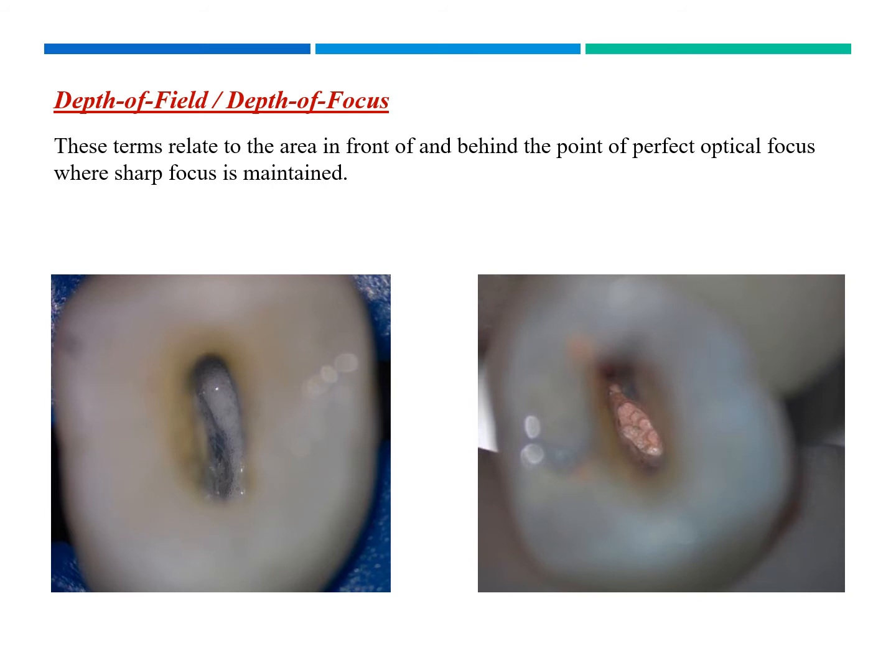Depth of field or depth of focus primarily means the point of perfect optical focus where sharp focus is maintained, or where you can obtain a sharp image. Like in the first image, you can appreciate that there is a canal flooded with sodium hypochlorite, and you can see the bubbling action of the hypochlorite. That bubbling action that we see is basically the depth of field or depth of focus, and every other object around the image is blurred, so you can't appreciate the anatomy of the tooth as such. So what we focus on is the depth of field.